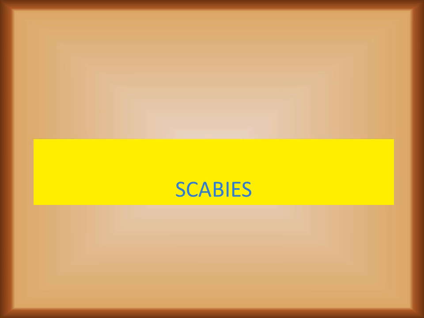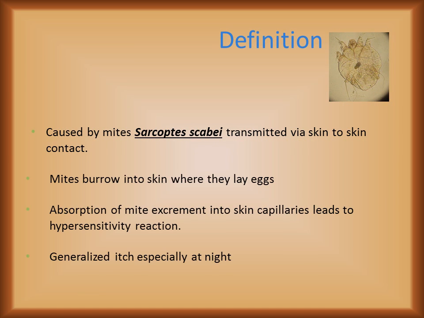Scabies. What is scabies? Scabies is an infestation caused by the mite Sarcoptes scabiei affecting any part of the body and is transmitted by skin-to-skin contact. Mites burrow into skin where they lay eggs. Absorption of mite excrement into skin capillaries leads to a hypersensitivity reaction. This leads to generalized itch, especially at night.